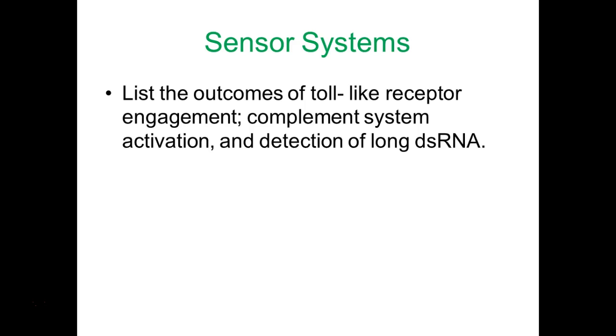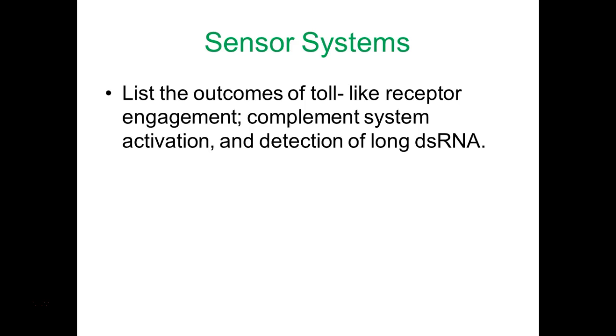Well, how do we know the bad guys have gotten in? We can sense them. We have a general set of danger warning receptors on our cells and on our white blood cells. We also have a system of proteins that can be activated that are found in our blood and our tissue fluids.